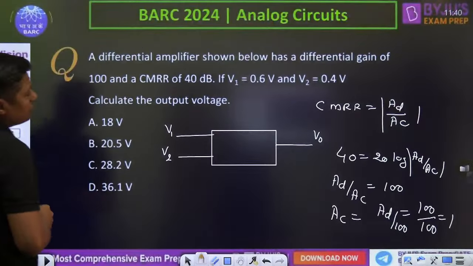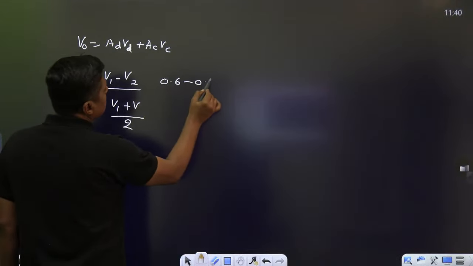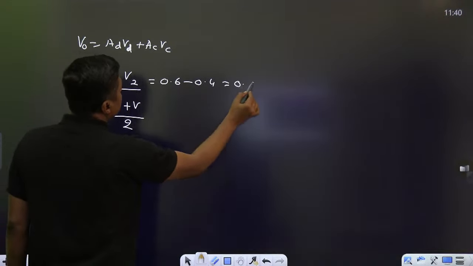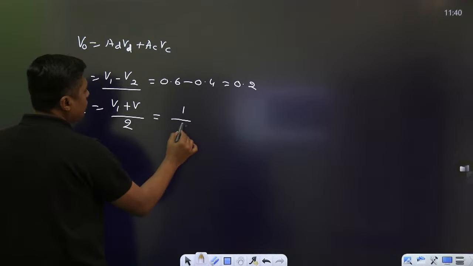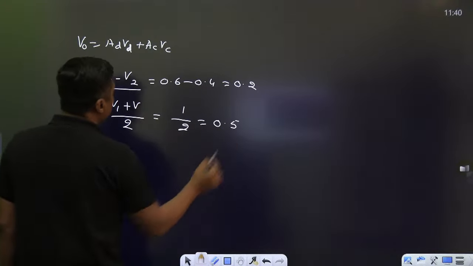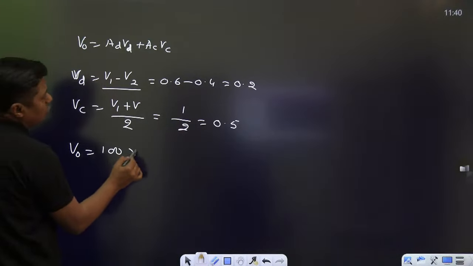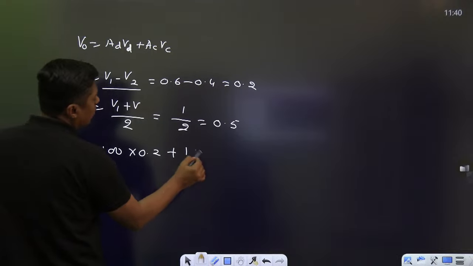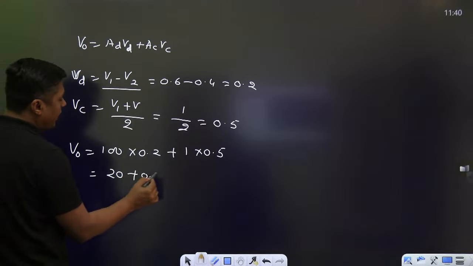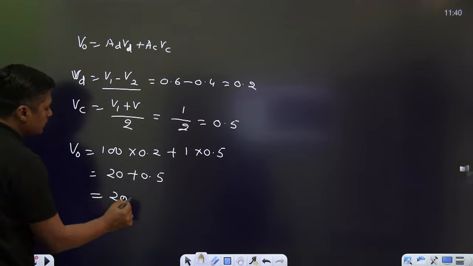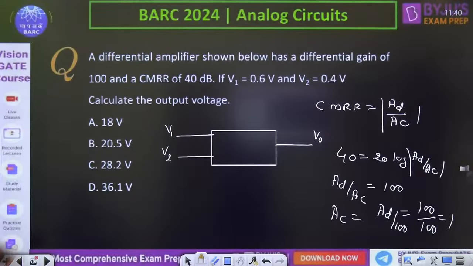What is the V1 minus V2? 0.6 minus 0.4, that is 0.2. What is the V1 plus V2? 0.6 plus 0.4, 1 by 2, 0.5. That is the common value. So what is the V0? What is the AD? 100 into 0.2 plus 1 into 0.5. That will become 20 plus 0.5, that is 20.5. That is the answer for this question. 20.5.